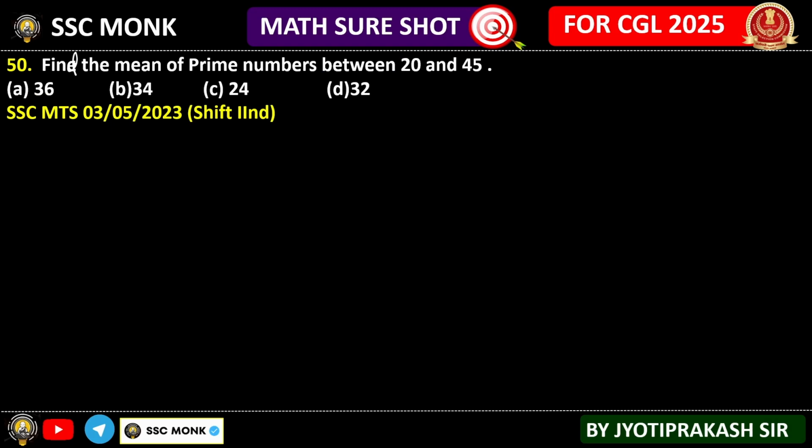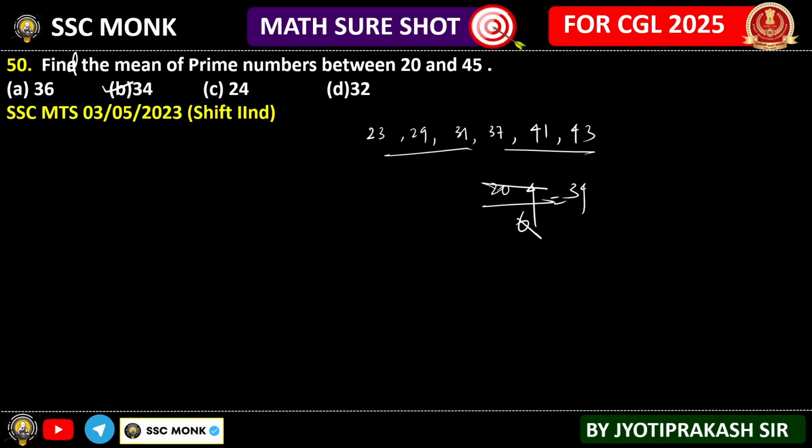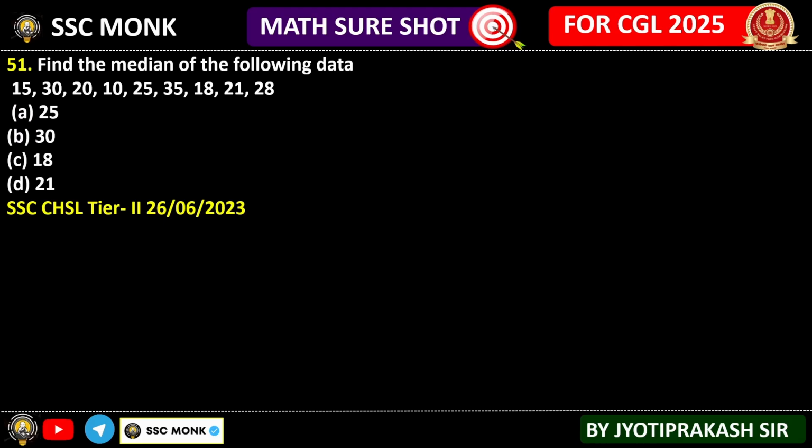Next, find the mean of prime numbers between 20 and 45. So what are the prime numbers between 20 and 45? 23, 29, 31, 37, 41, 43. Clear? Now mean means what? Add the total: 23 plus 29 plus 31 plus 37 plus 41 plus 43, and divide by 6. 6 3s are 18, 6 4s are 24. Answer option B.